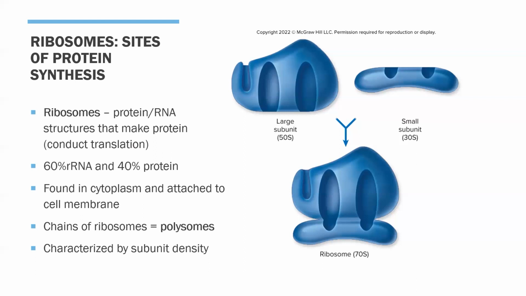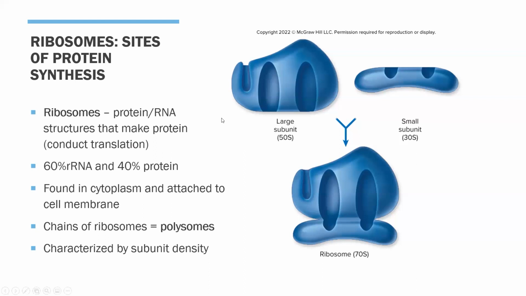And as we know, assembly lines are much more efficient, and it's kind of the same idea here of having chains of ribosomes all grouped on to the same RNA, chugging along, making a bunch of protein as quickly as possible. Scientists have characterized ribosomes by their subunit density.